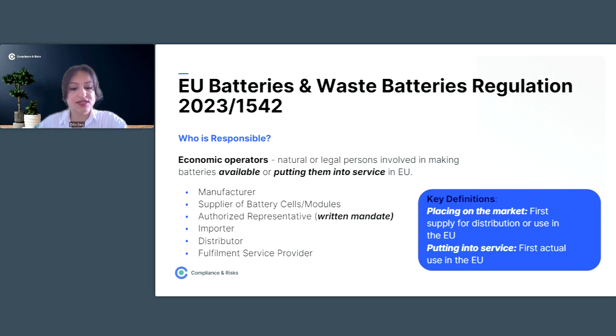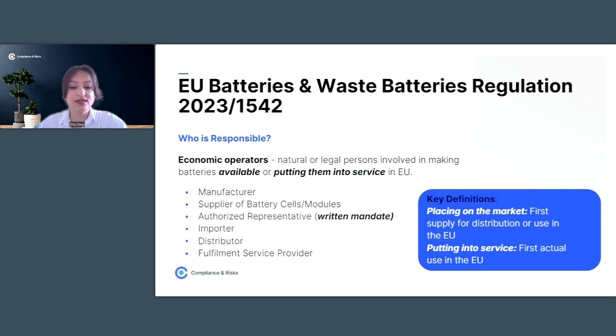This regulation imposes obligations on economic operators placing batteries on the market or putting them into service. Economic operators are any natural or legal persons involved in making batteries available or putting them into service in the EU. The regulation assigns responsibilities across the battery lifecycle, including manufacturing, importing, distributing, and fulfillment. You can find the definition of all these economic operators under Article 3 of the regulation.